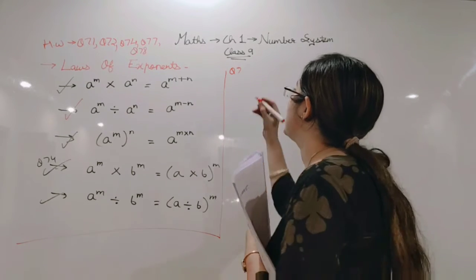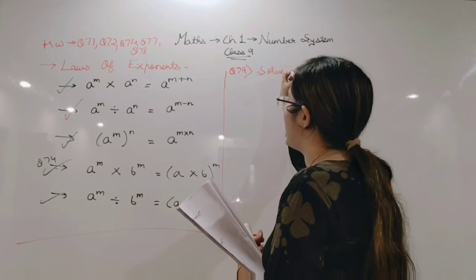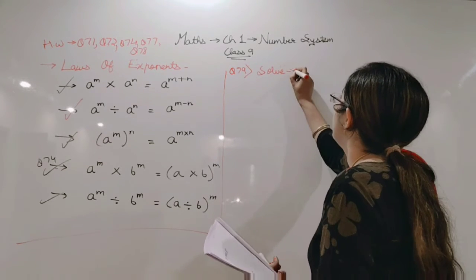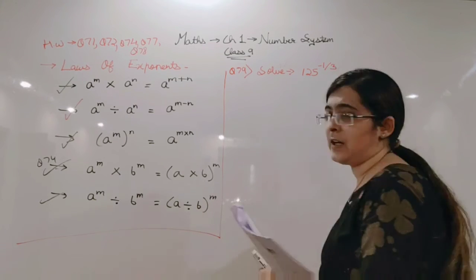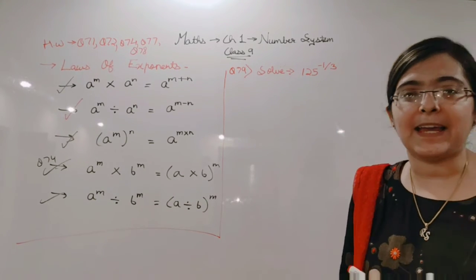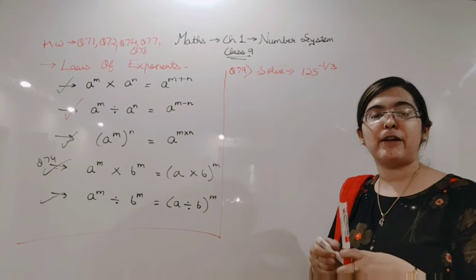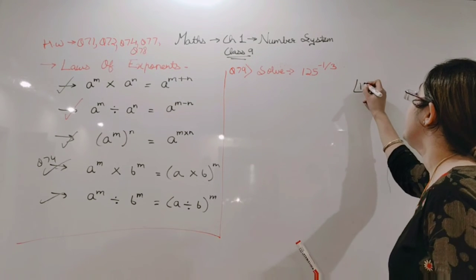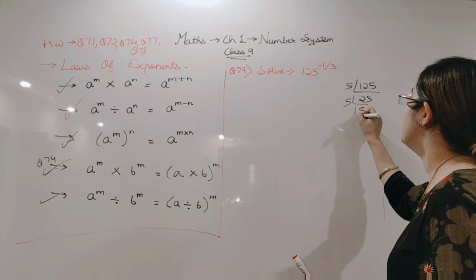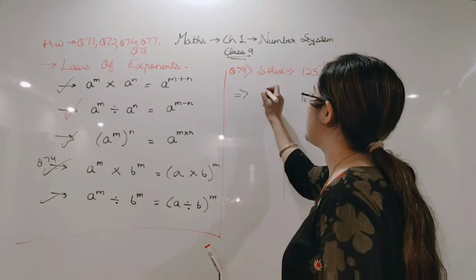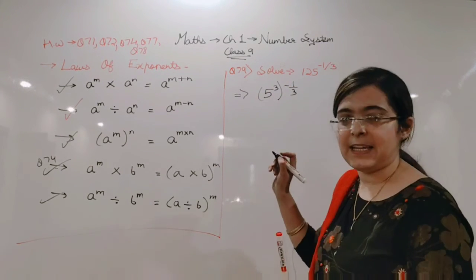Now let's move on to question 79. These are very easy questions, students, so we are doing them fast. It is 125 to the power minus 1 by 3. No need to worry about the minus sign. You will apply the same formula, since no law can be applied here. We will prime factorize 125. We have done it earlier. We will get 5 cube. So we write 125 as 5 cube to the power minus 1 by 3.